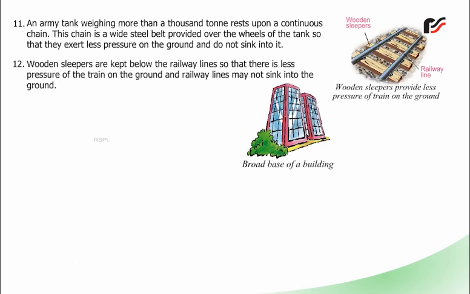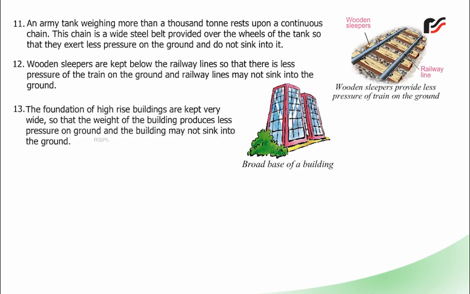12. Wooden sleepers are kept below the railway lines so that there is less pressure of the train on the ground and railway lines may not sink into the ground. 13. The foundations of high-rise buildings are kept very wide so that the weight of the building produces less pressure on the ground and the building may not sink into the ground.